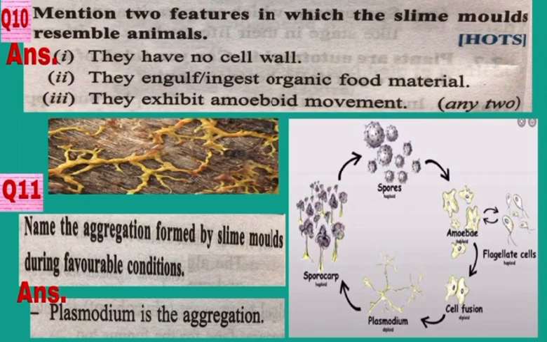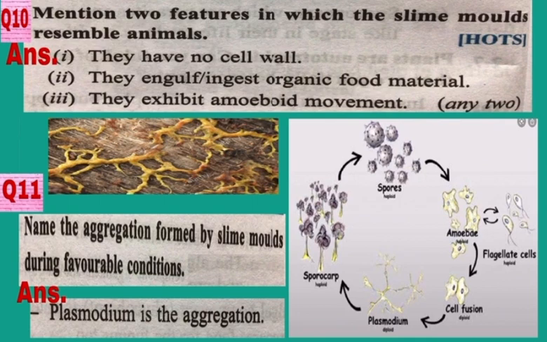Question number 10. Mention 2 features in which slime molds resemble animals. Answer. Slime molds belong to kingdom Protista, which are single-celled eukaryotes, and the features in slime molds which resemble animals are: number 1, they do not have cell wall; number 2, they engulf or ingest organic food material like animals; number 3, they exhibit amoeboid movements. So these are the 3 features which are present in slime molds which resemble animals.